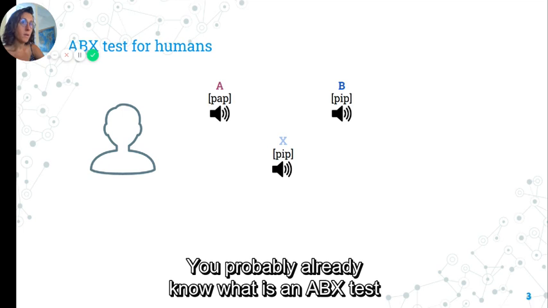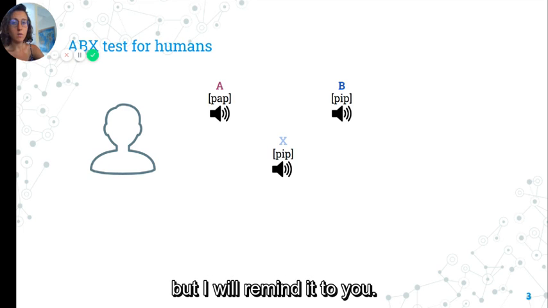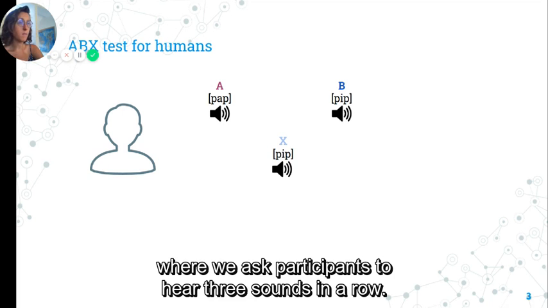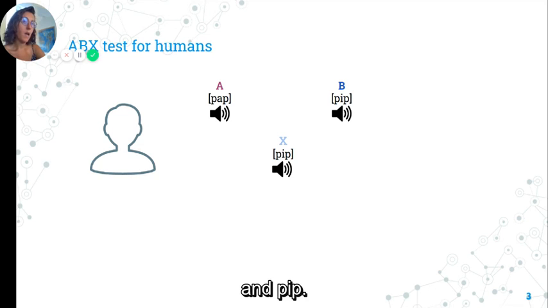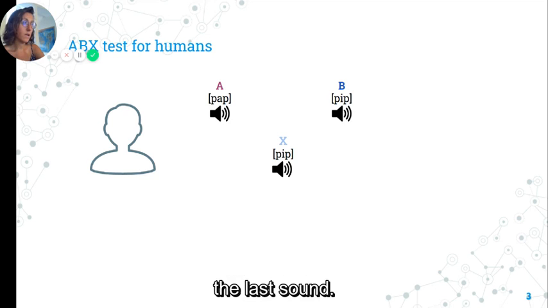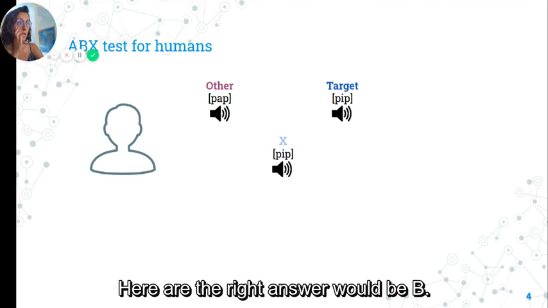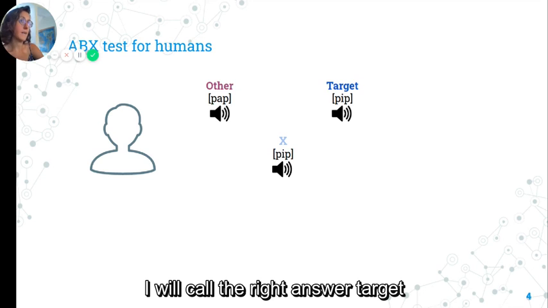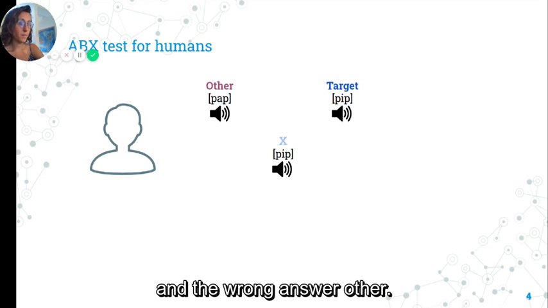So you probably already know what an ABX test is, but I will remind it to you. It's a really simple task. We ask the participants to hear 3 sounds in a row, so for example, pap, peep, and peep. And then we ask him or her which sound between the first two is the closest to the last sound. So here the right answer would be B. And for the rest of the presentation, I will call the right answer target and the wrong answer other.